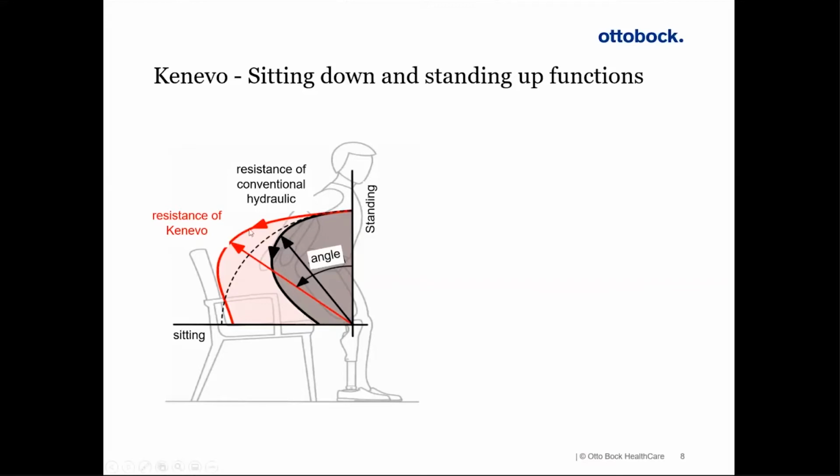So that's why the resistance that the hydraulic of the Kenevo produces is more adapted to the needs of K2 patients. It holds a high resistance for a longer period of time and enables the patients to sit down smoothly on the chair with both limbs fully loaded.